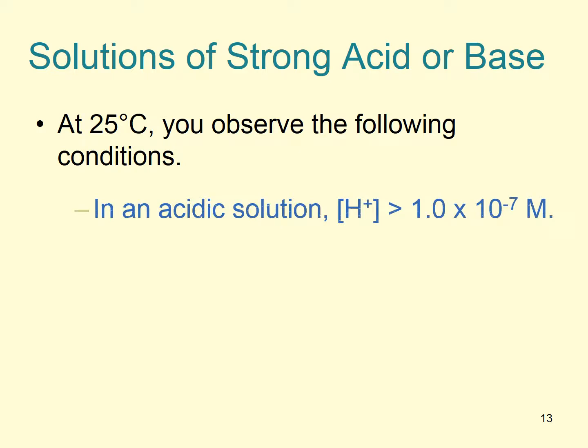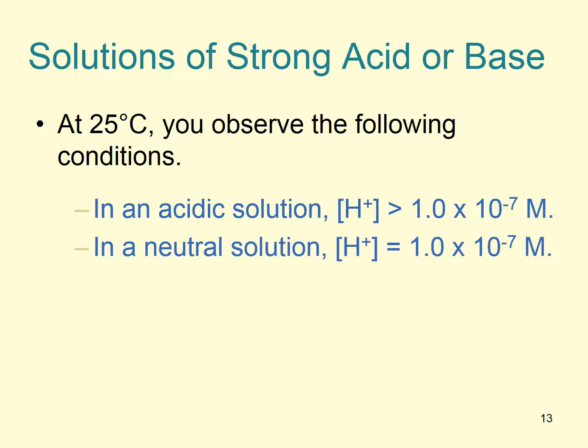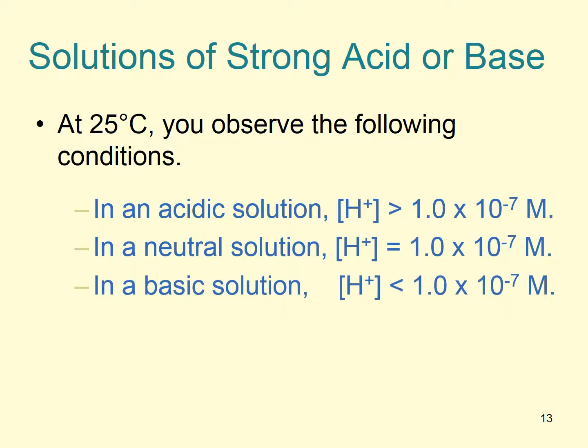Okay. We can also see, because obviously in a neutral solution, H plus equals OH negative equals 1 times 10 to the minus 7th. So in an acidic solution, the H plus will be greater than 1 times 10 to the minus 7th, and OH negative will be less than that. In a neutral solution, as we said, H plus is going to equal OH negative, which is going to equal 1 times 10 to the minus 7th. And in a basic solution, the H plus will be less than 1 times 10 to the minus 7th, and the OH negative will be greater than 1 times 10 to the minus 7th.